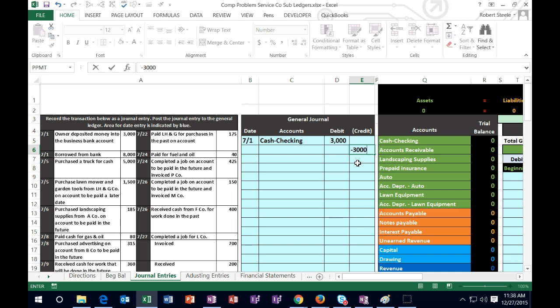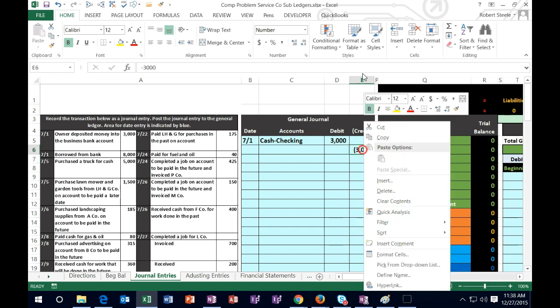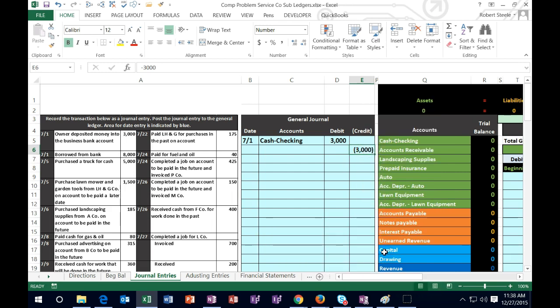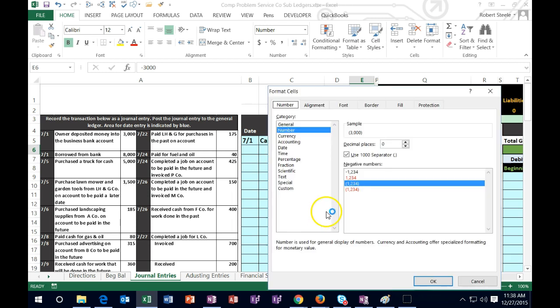I'm not going to put any commas in there, any formatting, and then when we hit enter, it'll put brackets around it. Why did it put brackets around it? Because that's the format of the cell. If you want to see the format of the cell, you can right click and go to format cells, and then you can take a look at what type of formatting it is. We currently have no decimals and we are having brackets for negative numbers. I'm going to select OK.